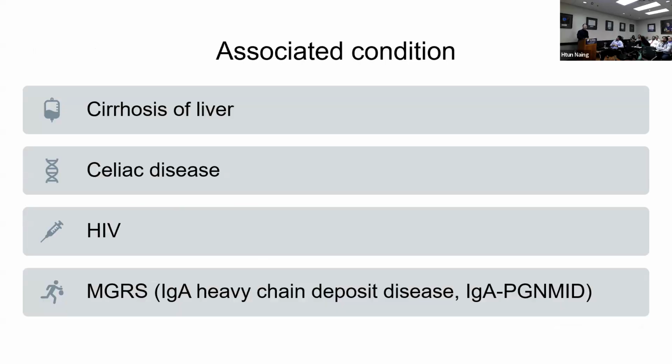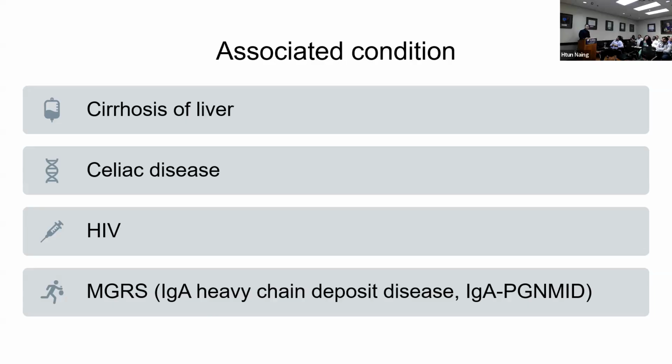The associated conditions in IgA nephropathy. We have to make sure that this IgA nephropathy is idiopathic. It can be associated with conditions like cirrhosis of the liver. Obviously, immune complexes are normally metabolized by the liver, so if you have cirrhosis, you have an increased chance of immune complex deposits in the kidney, which can trigger the complement pathway. So if you have cirrhosis of the liver, you have an increased chance of IgA nephropathy.